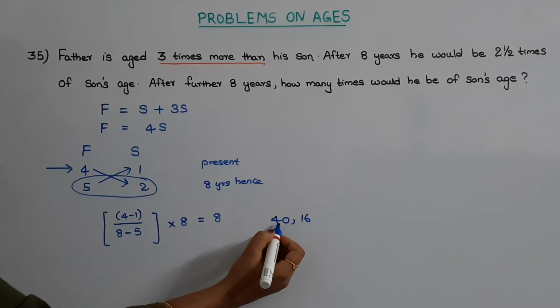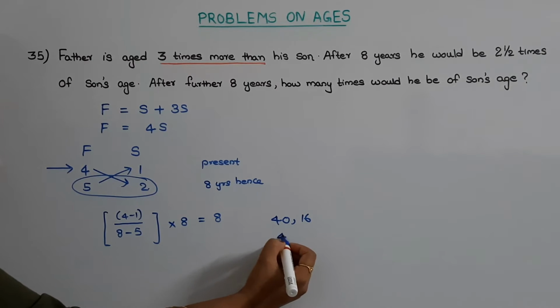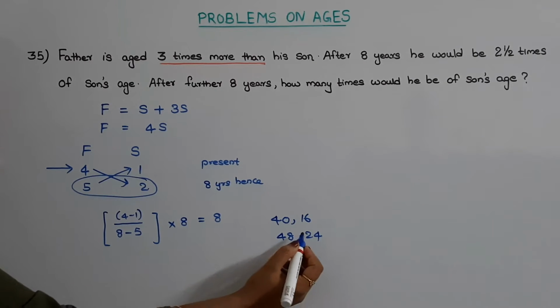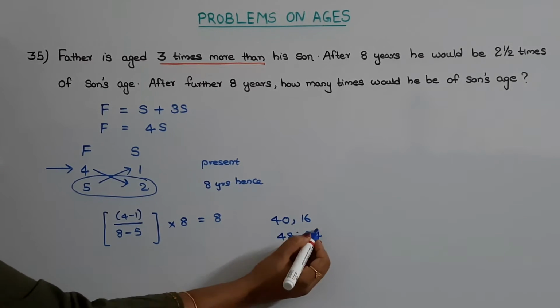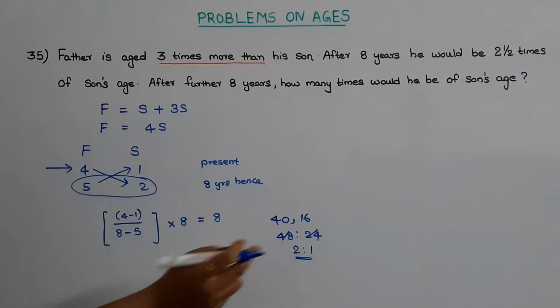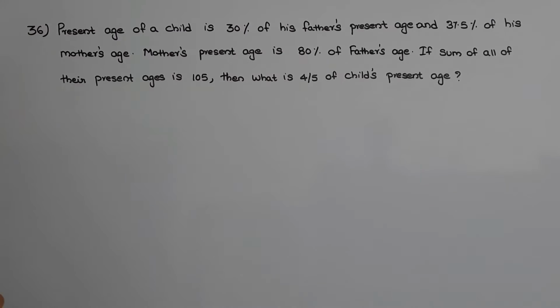So this will be 40 plus 8, that is 48, and son's age will be 16 plus 8, that is 24. So the ratio of their ages will be 2:1. So this is the answer.